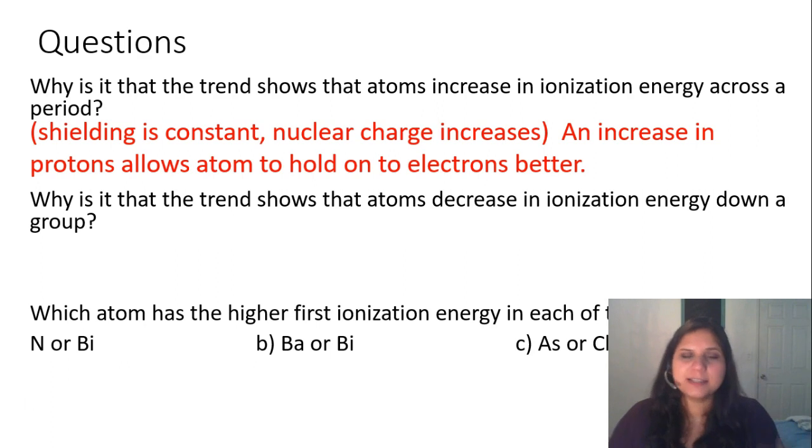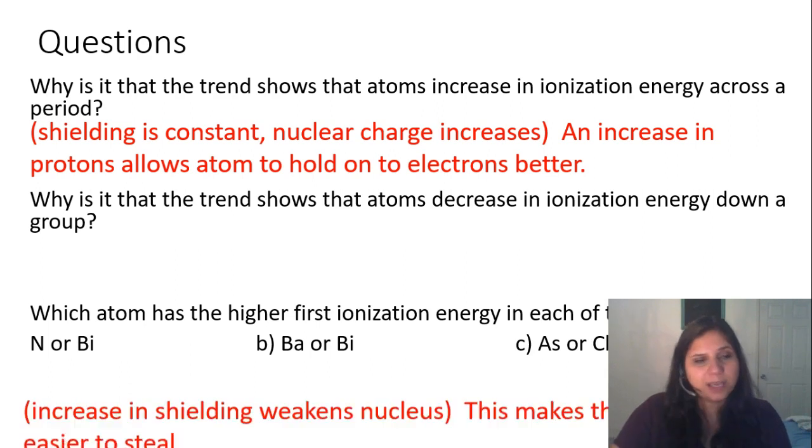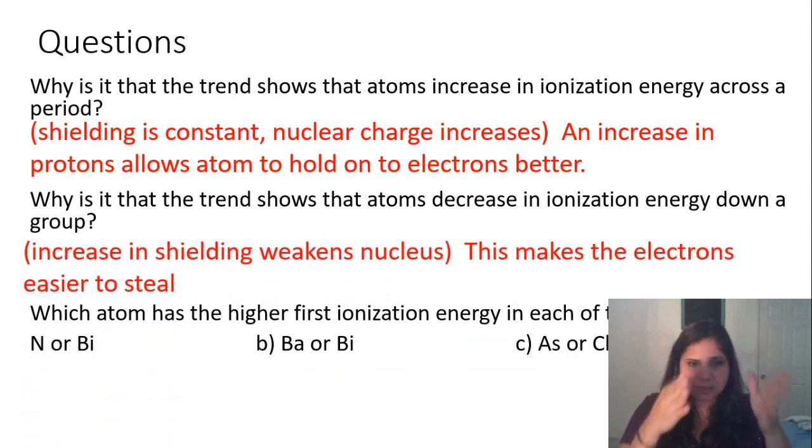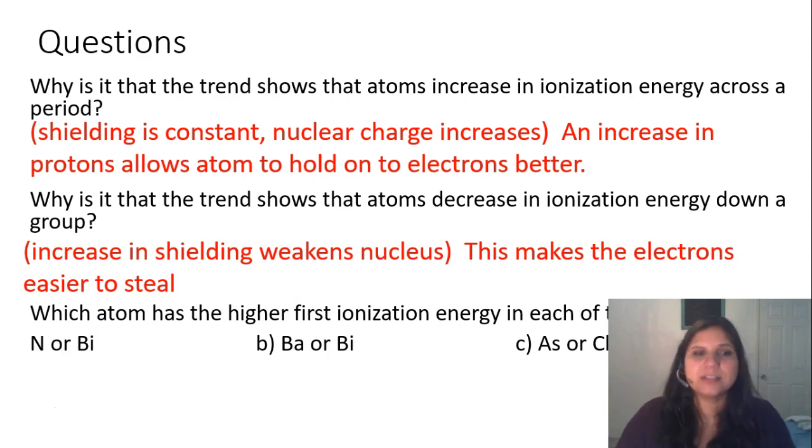Next, why is it that the trend shows that atoms decrease in ionization energy as you go down a group? That is because as you gain more energy levels, you gain more shielding. And so the shielding weakens the nucleus, which makes the electrons easier to steal. So it takes less energy.